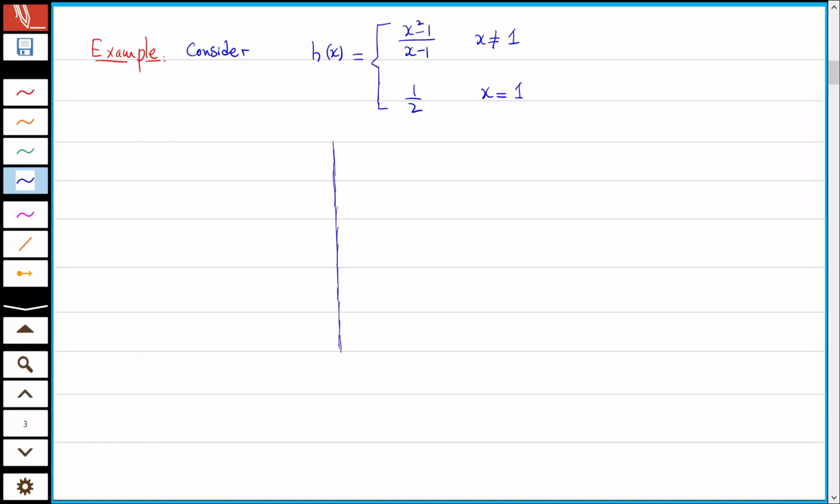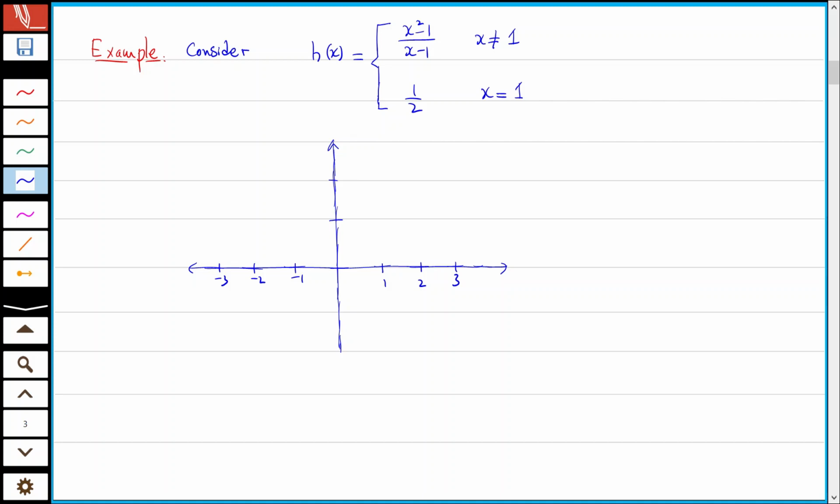I'm going to deal with the case when x is not equal to 1 first. I will avoid this value x equals to 1. Let's move it over a little bit. 2, 3, negative 1, negative 2, negative 3. I'm taking this as 1, this as 2, and so on.